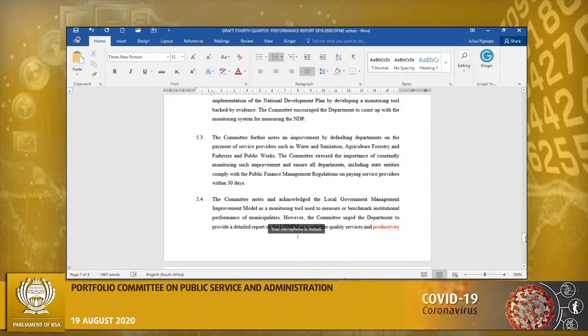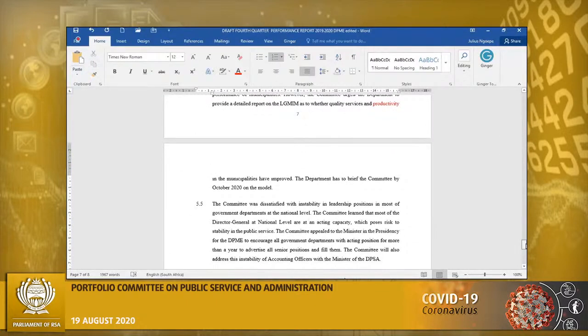5.4. The committee notes and acknowledges the Local Government Management Improvement Plan as a monitoring tool used to measure or benchmark institutional performance of municipalities. However, the committee urged the department to provide a detailed report on the Local Government Management Improvement Model as to whether quality services and productivity in the municipalities have improved. The department has to brief the committee by October 2020 on the model.